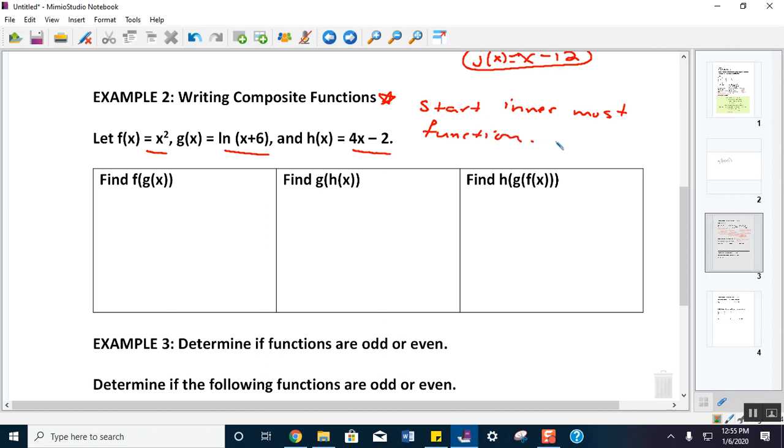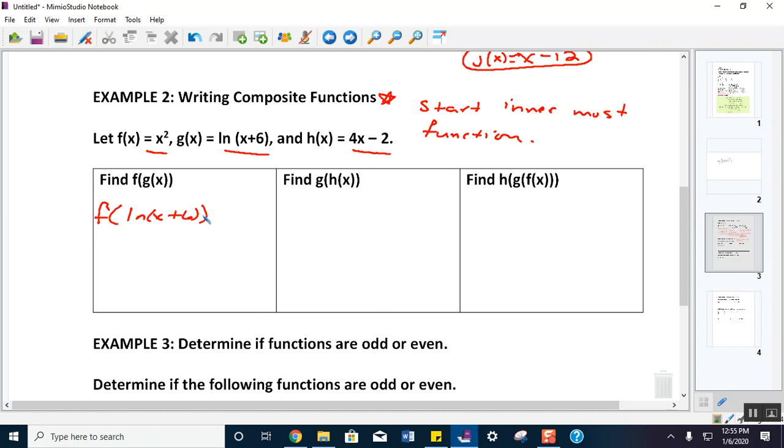Are you there? Start with the innermost function. Now, guys, when I look at this first example that we're about to do, it says find what? f of g of x. So am I starting with f, g, or h? g. Starting with g. So this really becomes f of, well, what is g of x equal to? The natural log of x plus 6.